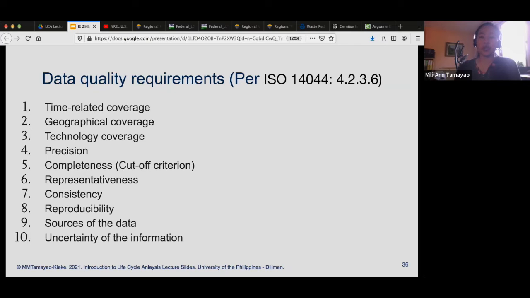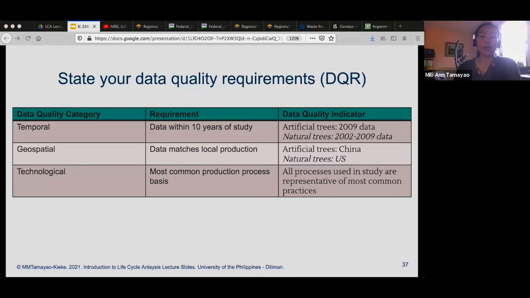So, discussion on some uncertainty related to the information that you have. Here is an example of data quality requirements that you can set from the outset. Say, for example, you're looking at an LCA of Christmas trees. You see here the data quality category: temporal, geospatial, technological, and then some requirements that you deem from the outset are reasonable for the data that you have to collect.